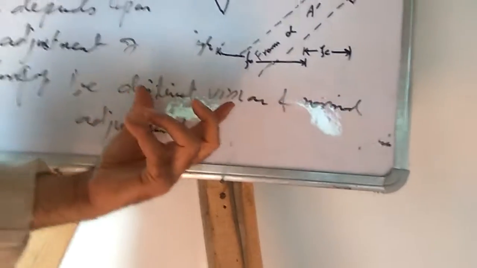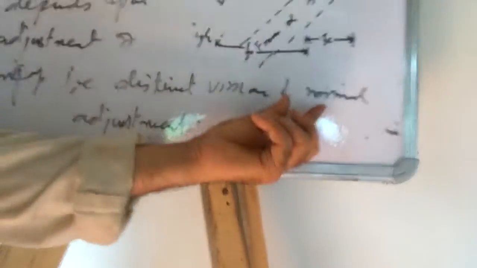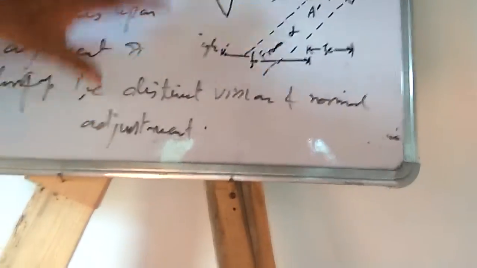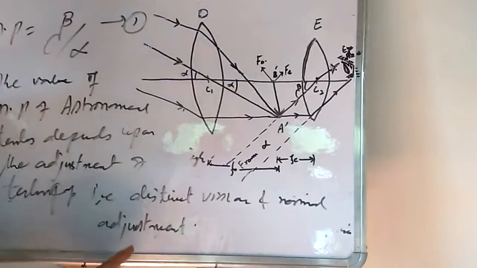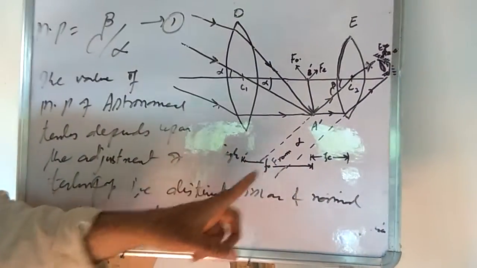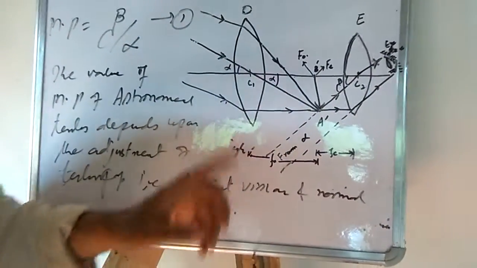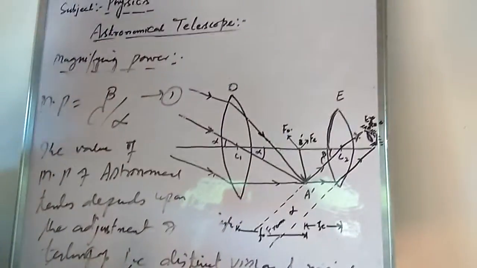Now the value of this magnifying power of the telescope depends upon the adjustment of the telescope. That means when the image is formed at the least distance of distinct vision and when the telescope is in the normal adjustment. We are discussing the normal adjustment, and we will calculate the magnifying power in both cases, when the image is formed at the least distance of distinct vision and when the image is formed at infinity in case of normal adjustment. That we will determine inshallah in the next lecture.